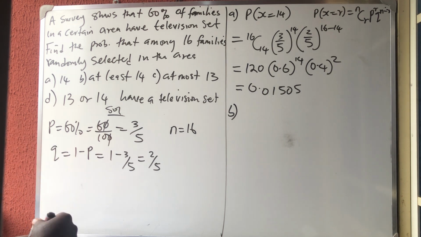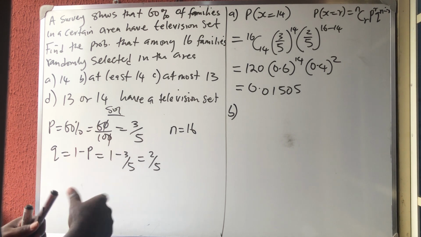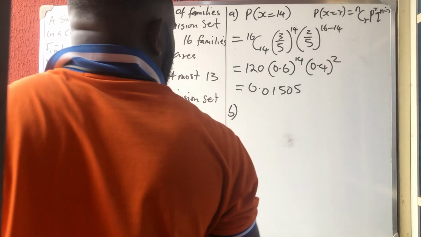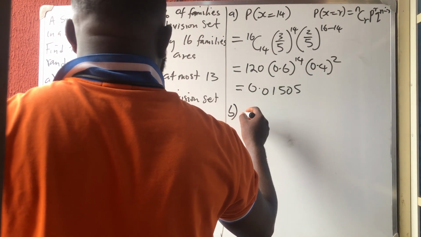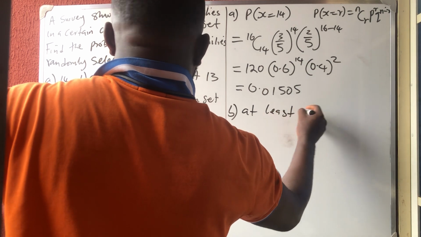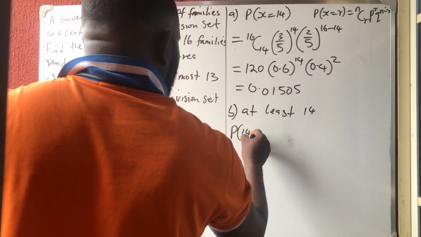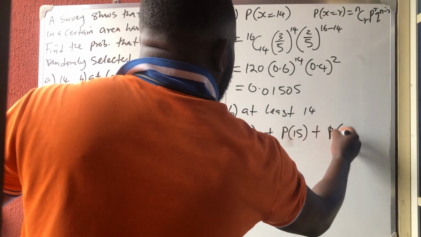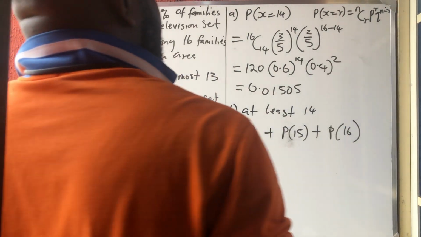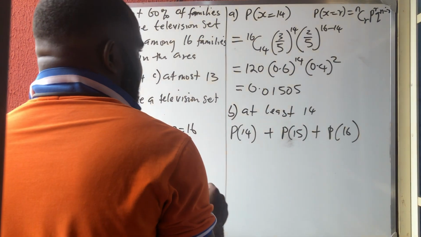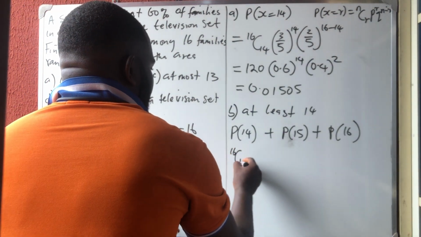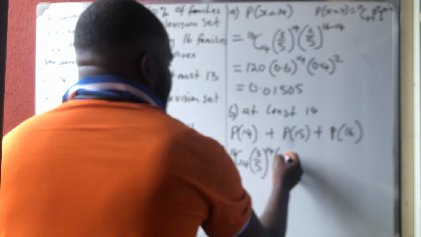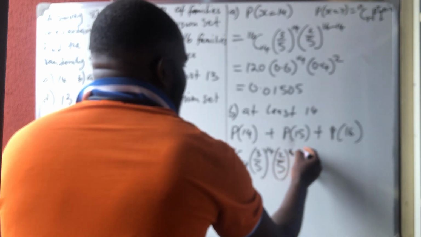Number B said at least 14. That is at least 14. At least 14 means probability of 14, that is 14 and above, plus probability of 15 plus probability of 16. So let us get that. We have gotten this one, but let's just put it. I have 16 combination 14, 3 over 5 raised to power 14, then 2 over 5 raised to power 16 minus 14.